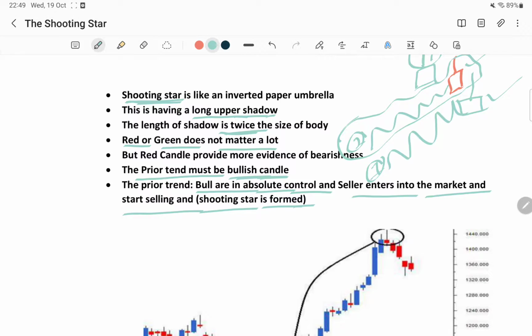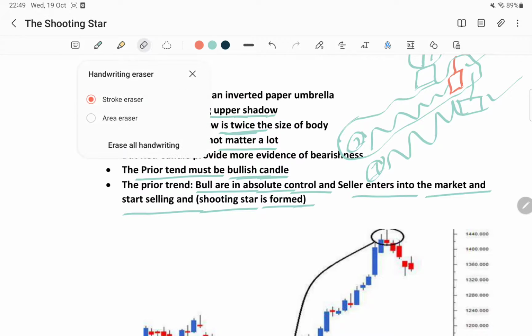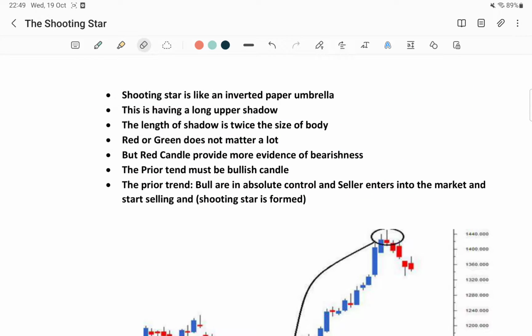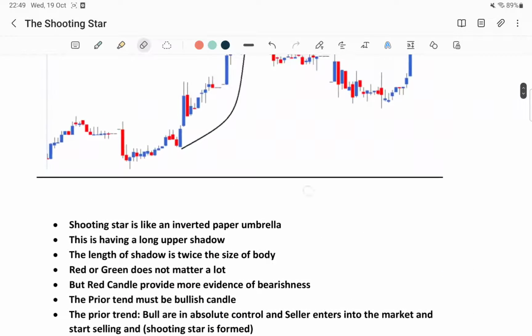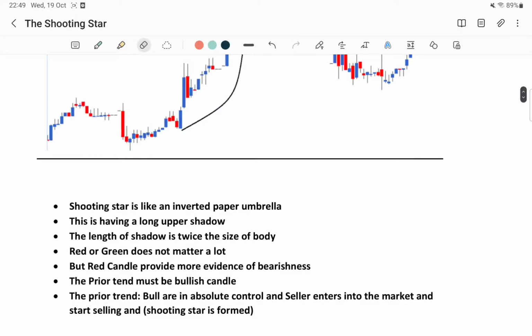Okay, so ये थोड़ा complicated हो सकता है आपको समझने के लिए. Let me just draw the chart, draw the candlestick. Let's understand how the shooting star is formed. How does the shooting star normally look, आपको मतलब मैंने already बता दिया है how the shooting star looks. It looks like this.